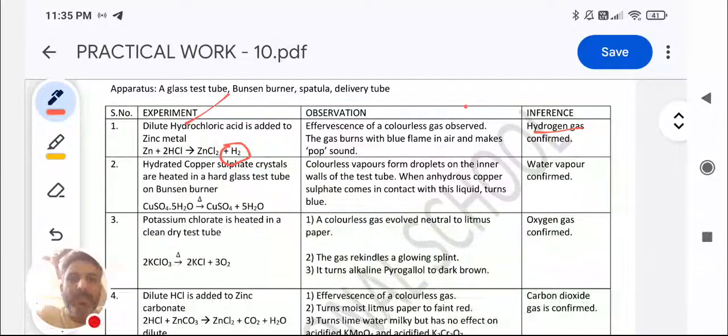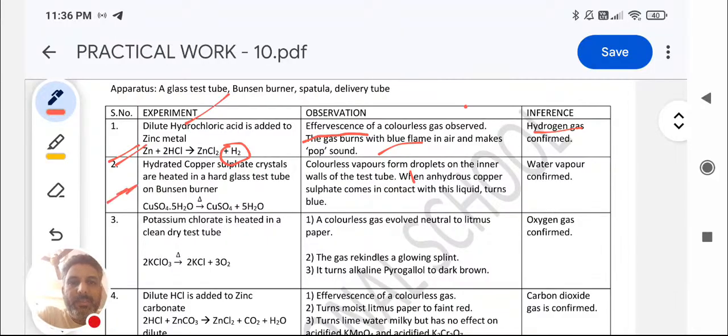So in this example, I have taken zinc metal and dilute hydrochloric acid, which will produce hydrogen gas. And when hydrogen gas is produced, the observation will be brisk effervescence of a colorless gas. And this colorless gas is nothing but hydrogen, which burns with blue flame. Hydrogen gas burns with blue flame. So that is the confirmatory test for hydrogen gas.